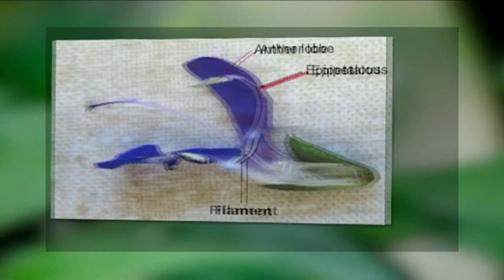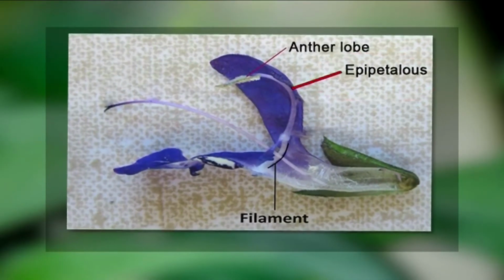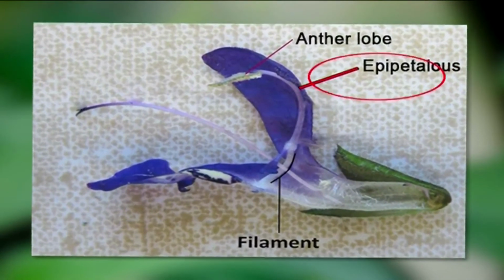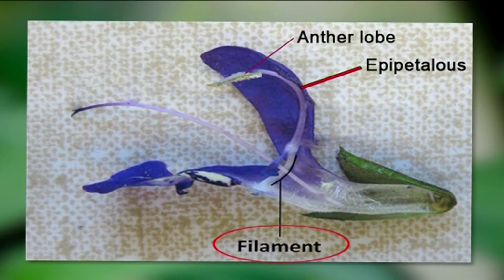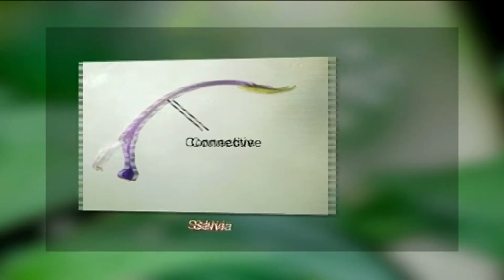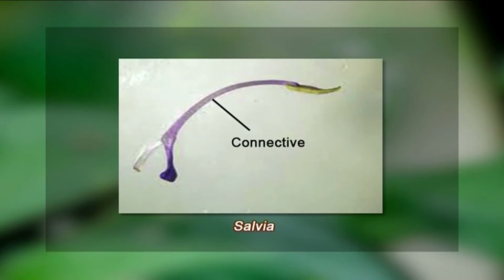The androecium is epipetalous, that means the stamens are adnate to the corolla tube. The filaments of these stamens are free, and the connective is split in the case of salvia, by which the anthers get separated. One anther lobe forms a fertile lobe, and the other anther lobe forms a sterile lobe.